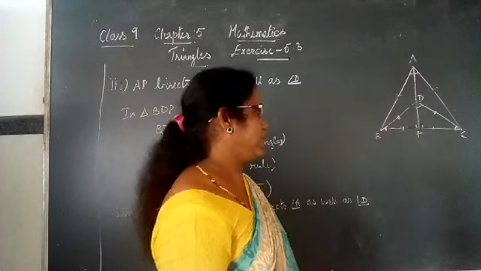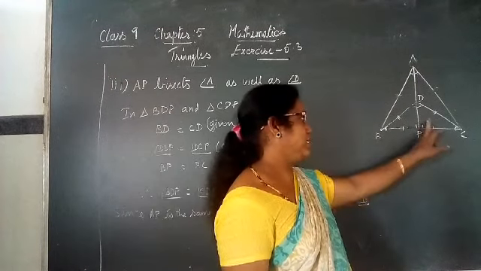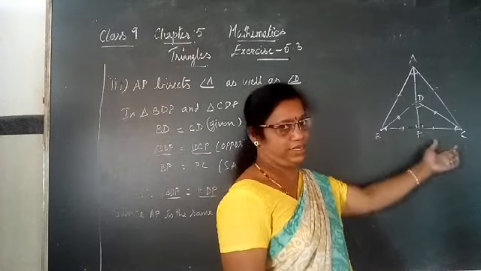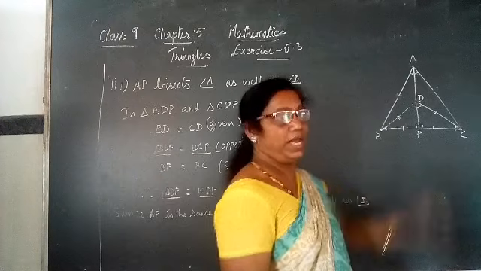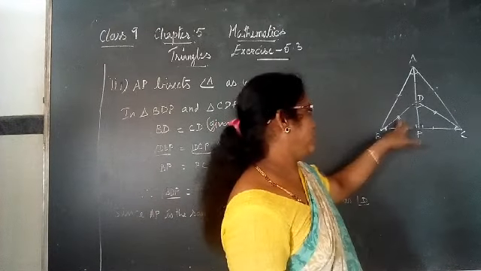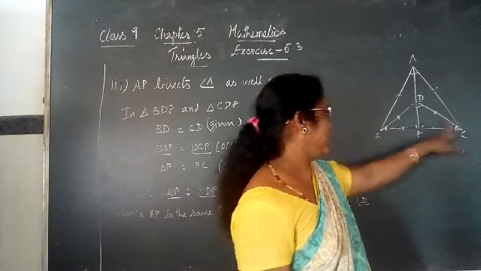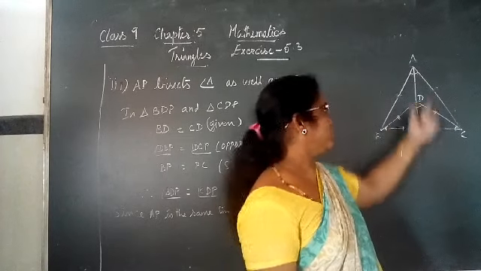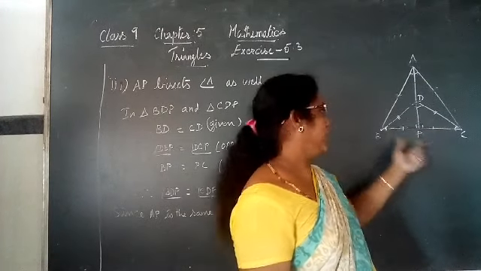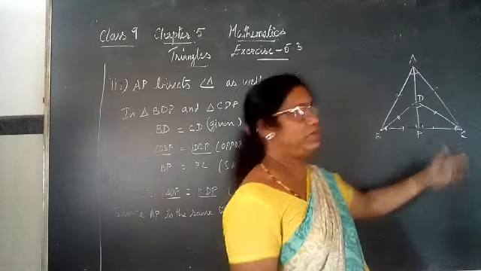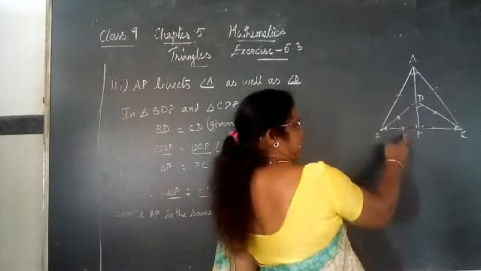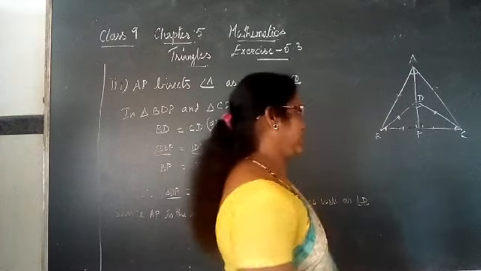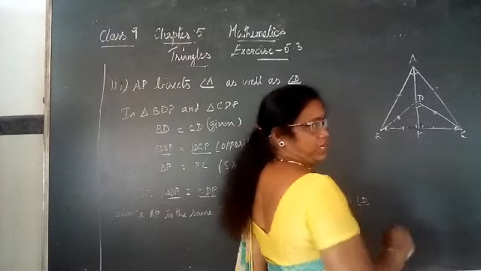So, we can say that they are the corresponding angles as well as the corresponding sides. The sides are also equal. Here the two angles are equal and the two sides are equal. Why are these two sides equal? Because the two triangles are congruent. Hence, the two corresponding sides are equal. Hence, according to the SAS rule, both the triangles are congruent to each other.